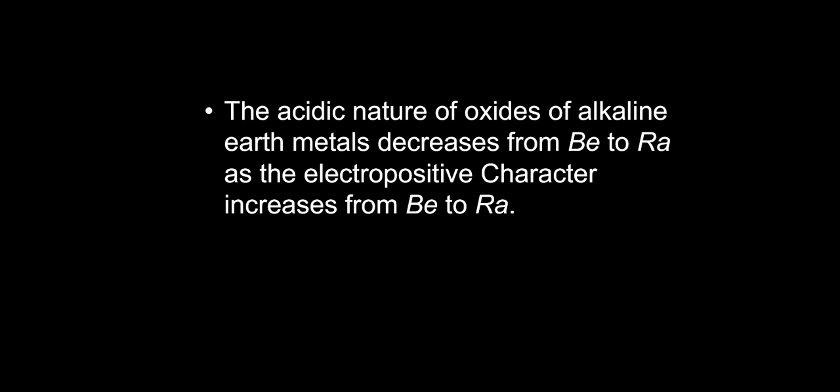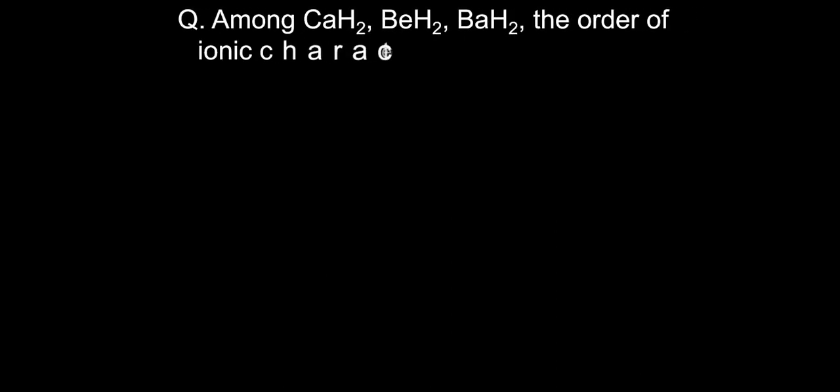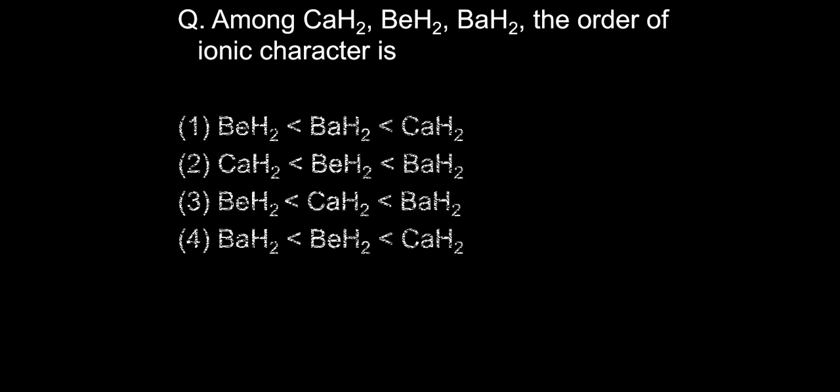Okay, so let us move into the next question. Among CaH2, BeH2 and BaH2, again we have group 2 elements, and they have given us the hydrides of group 2. The order of ionic character, now they are asking about ionic character, is, so they have given the 4 orders. Now let us try to see how the ionic character varies.